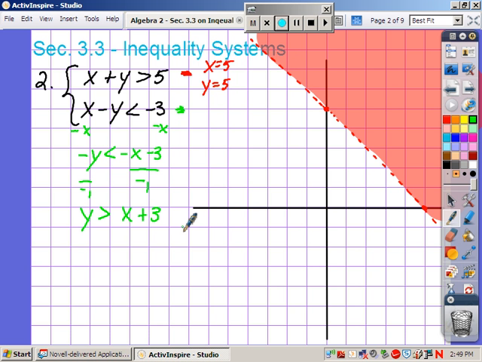So I'm going to go ahead and graph this now. I'm going to put this 3 on the y-intercept, and then I also need a slope here of 1 over 1. So I'm going to have a point right here. It will also be a dashed line. And the shading for it, because I had to reverse the inequality symbol, will be greater than, or up. So up from this line, it's going to be in this area.